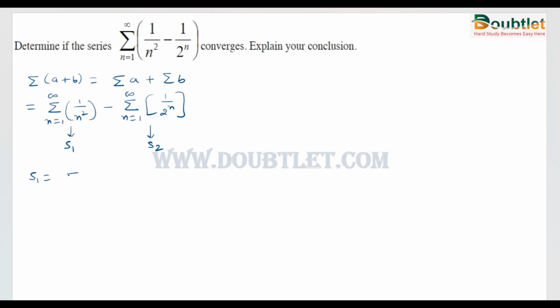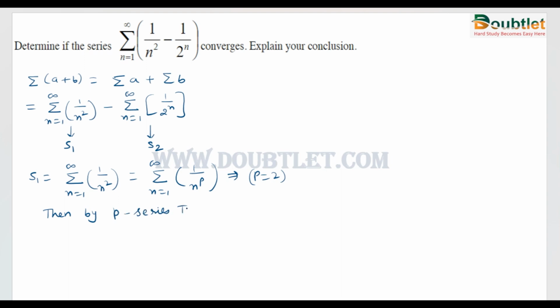So for S1 first, if we write this series again, it is basically 1 divided by n to the power 2, and we can compare this series with 1 divided by n to the power p. Here the value of p is equal to 2. Then by the p-series test, since p is equal to 2, which is greater than 1, it means S1 converges, and here we have used the p-series test.